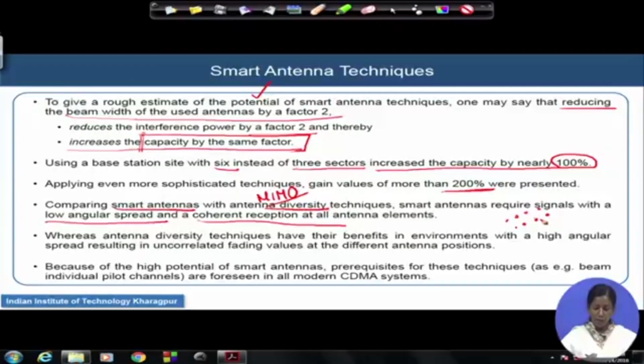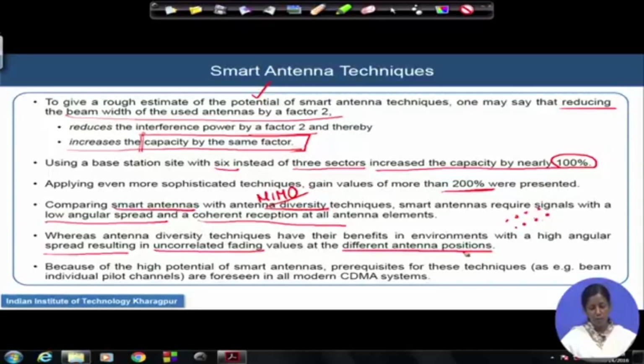But in the antenna diversity technique, the benefits come only from an environment with a high angular spread. So, here low angular spread and the related coherent reception give you the gain, while in the case of MIMO antennas with diversity techniques, with a large angular spread you won't get any correlation; you get uncorrelated fading, so that you can consider each and every path to be independent of each other. That will give you the diversity gain. That is why different antenna positions are considered and you get the diversity gain. So, they are completely different approaches.